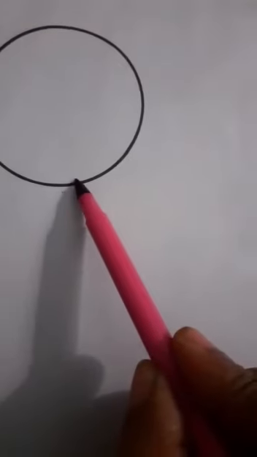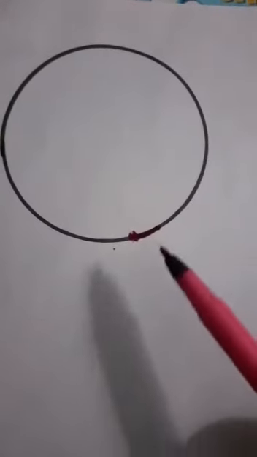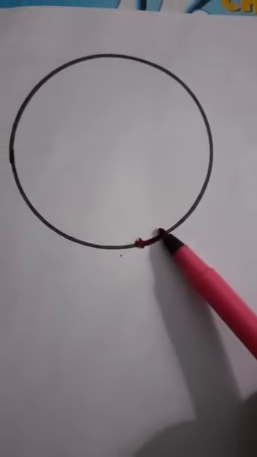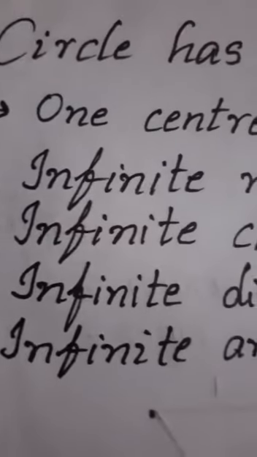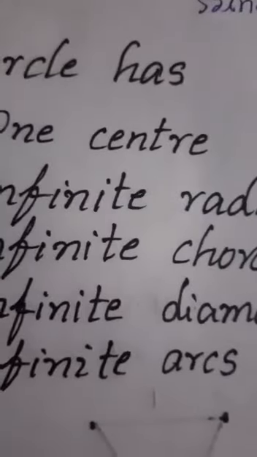Next part is arc. Okay, an arc is nothing but a part of a circle. So you can take any part. For example, look, I am taking from here to here. So look, this is the part I took. In the same way, you can draw from here to here. So like this, we can draw so many arcs or not? So that's why arcs are also infinite. So how many arcs can we draw? Infinite arcs.